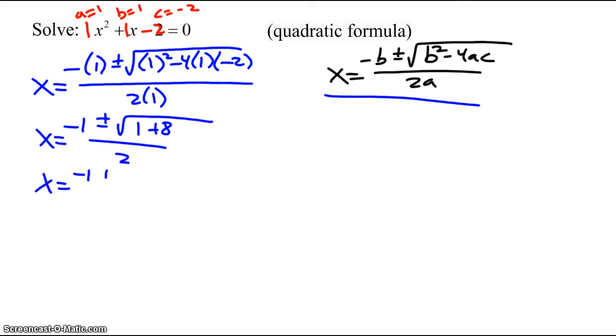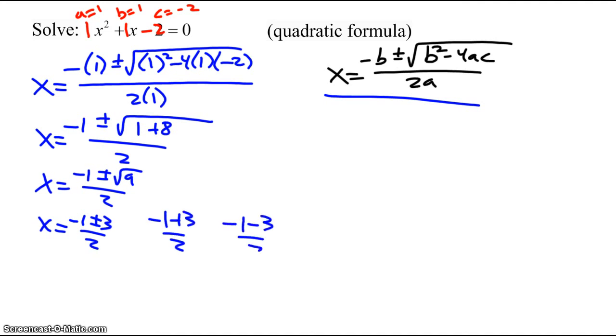I've got -1 plus or minus the square root of 9. But the square root of 9 is 3. So that's -1 plus or minus 3 over 2. And that means there's two numbers here. There's -1 plus 3 over 2, and there's -1 minus 3 over 2. Well, -1 plus 3 is positive 2 over 2. That evaluates to 1. So x is 1 is one of the answers. And then -1 minus 3 is -4 divided by 2 is -2. And so that's the other answer.